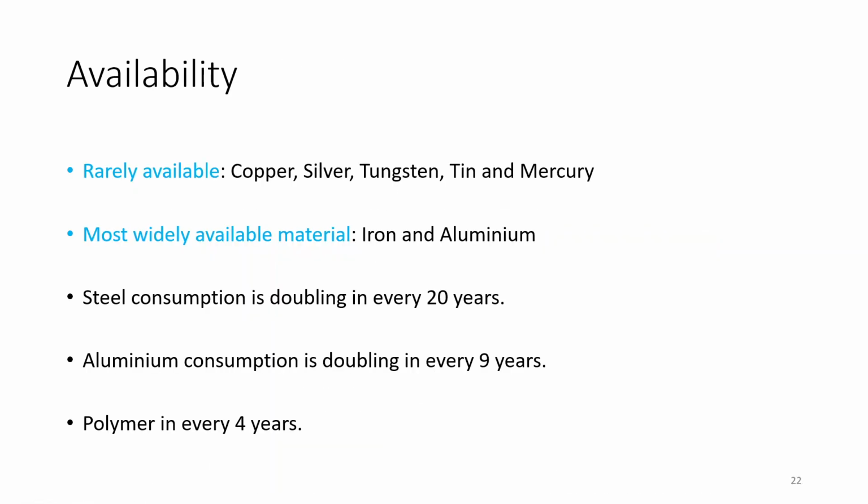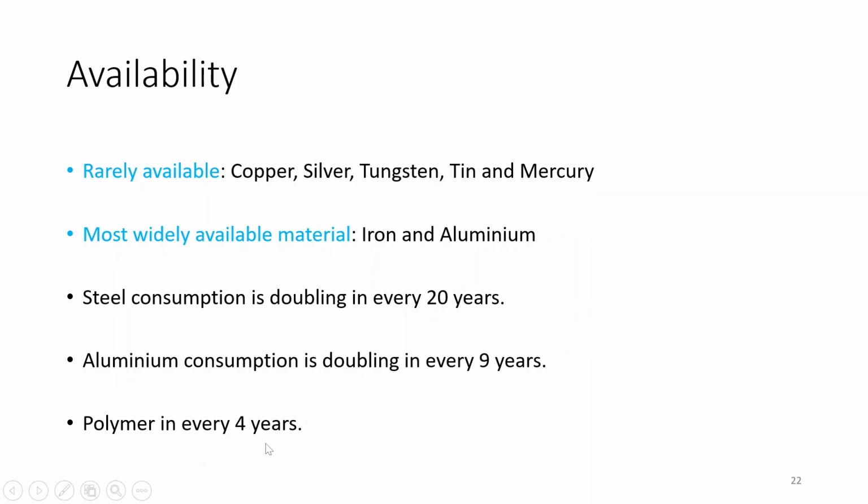Next is availability. So there are two types. Rarely available, in which the elements that fall are copper, silver, tungsten, tin and mercury, and most widely available, which consist of iron and aluminum, which are found in the earth's crust. Next, steel consumption is doubling every 20 years, and aluminum consumption is doubling every 9 years.